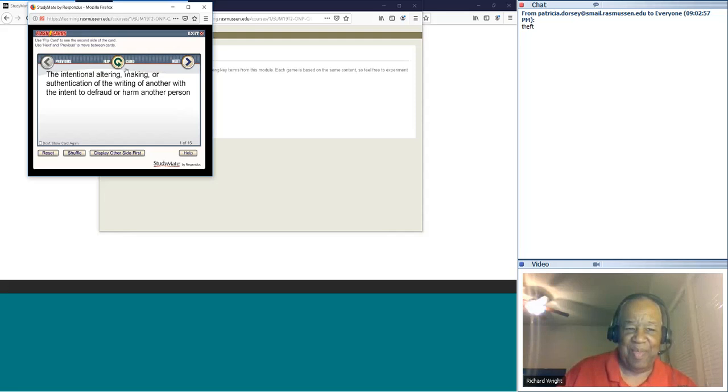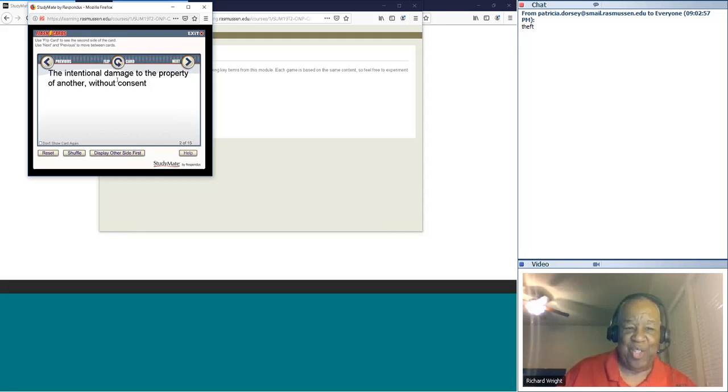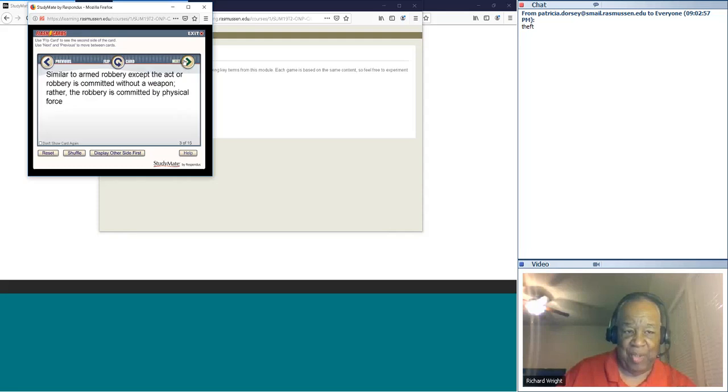Okay, so you flip that card over, and that's forgery. That was the answer to the first one. It was forgery. All right, that's what I was looking for. Then the next one, the intentional damage to the property of another without consent. Flip the card over. Criminal damage to property. And then you go to the next one.